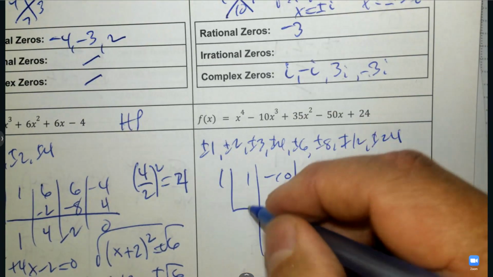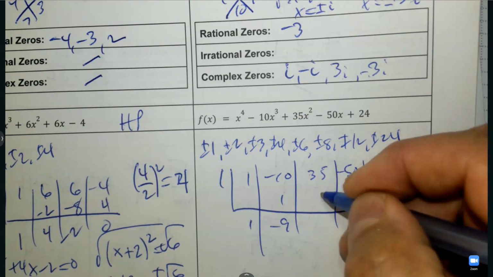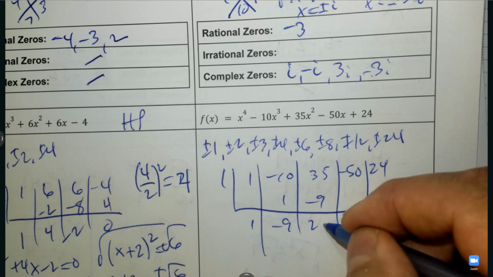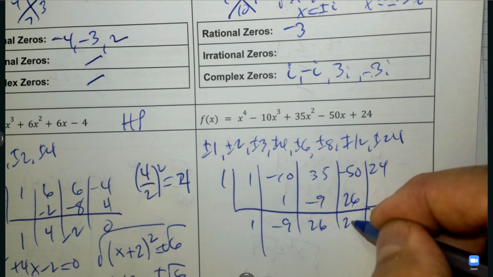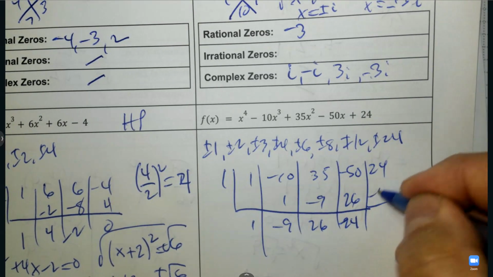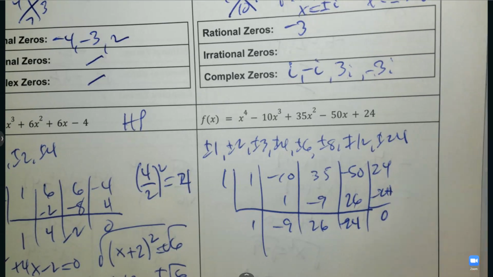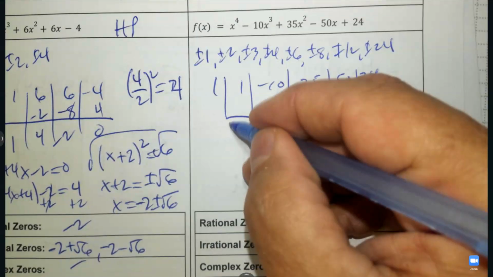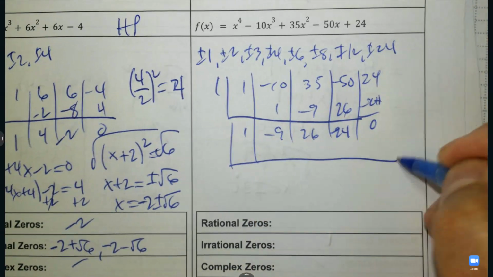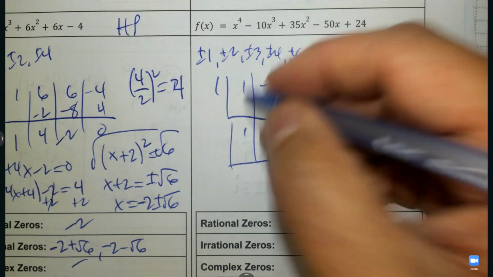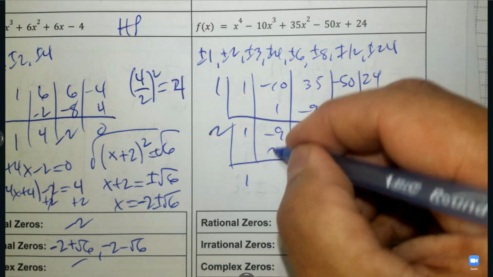But one works. So let's see if I can. So that gives you 0. Then I got to do it again because they're not in ratio to each other. So I need to find another number on the list. 2 actually works.